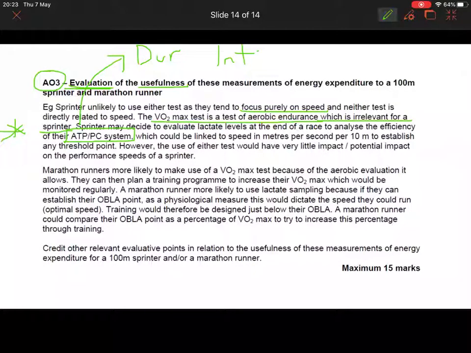But ultimately, so again a good connective here within this paragraph, the use of either test, VO2 max and lactate sampling, has very little impact because it's merely an anaerobic activity. And then if we look at the marathon runners, it's talking about them being more likely to use a VO2 max test, again because it's the aerobic evaluation.